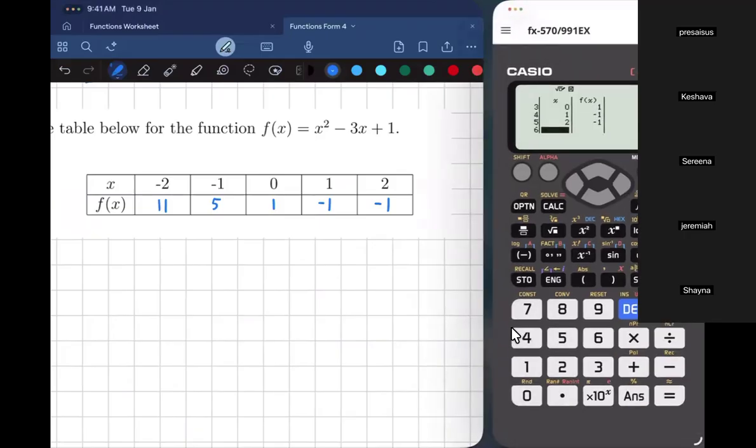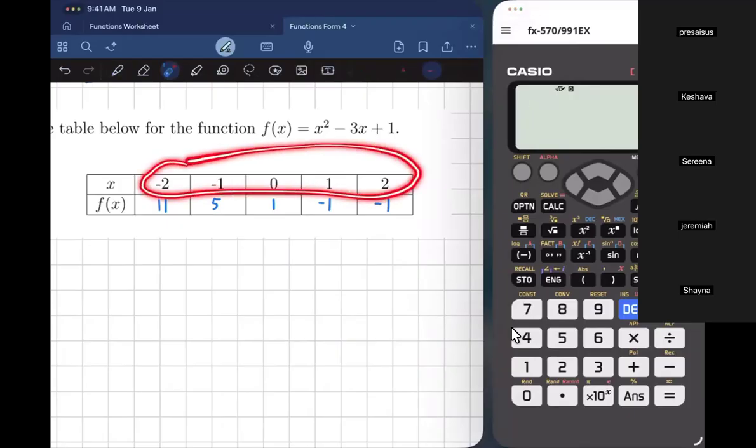But you don't even have to do this, right? You can just plug it in the normal way and you'll get your answer. Right? So, Keshava, I want you to pick a value for x. Pick any one.